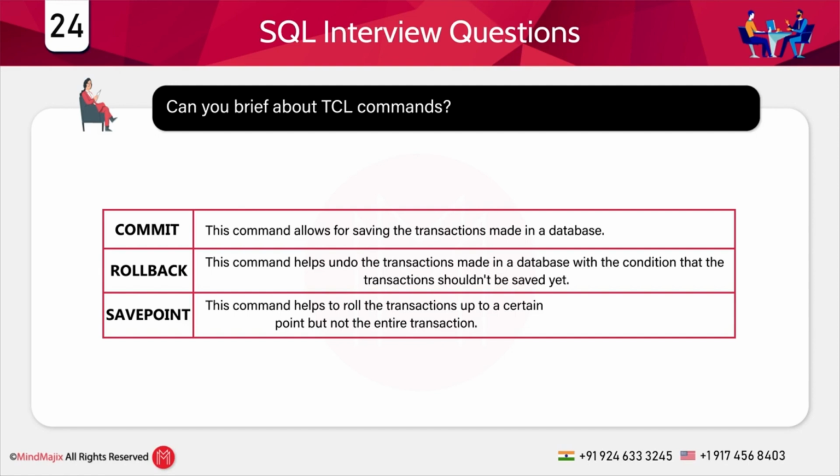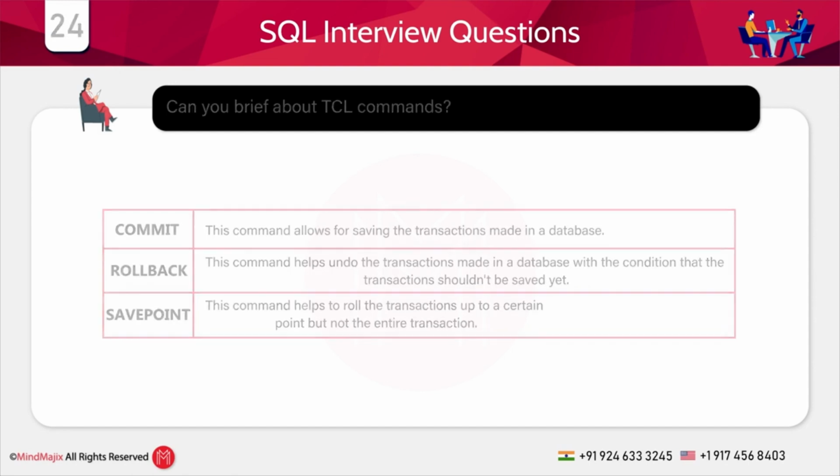And the third point is save point. So this command helps to roll the transactions back up to a certain point, but not the entire transaction.